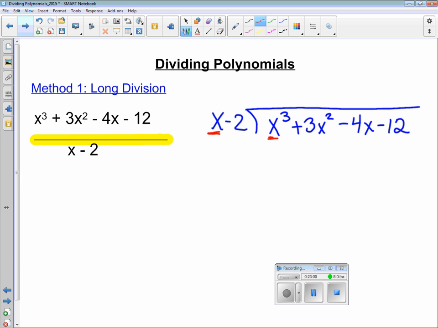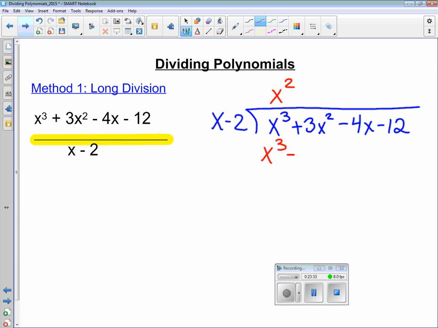X times x squared is x cubed. So what I'm going to do is put an x squared up here, because I know that x squared times x is x to the third. I know that, so I'm going to write x to the third here. I also have to take that x squared and multiply it times the minus 2. And when I do that, what do I get?